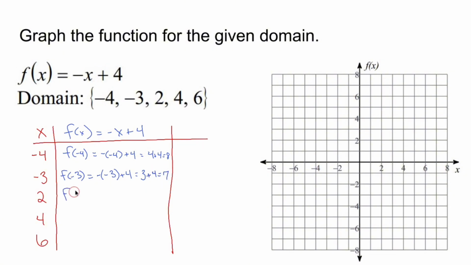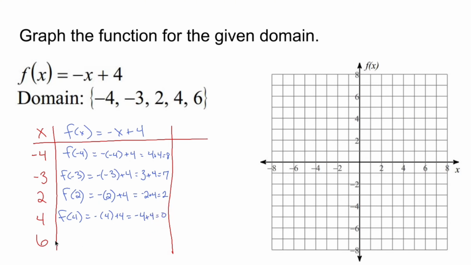Let's do it again. f of 2 equals negative parentheses 2 plus 4. -2 plus 4 is 2. So we'll write that out, and we'll write that out. Okay, f of 4 is negative parentheses 4 plus 4. So negative parentheses 4 is -4, and -4 plus 4 is 0.